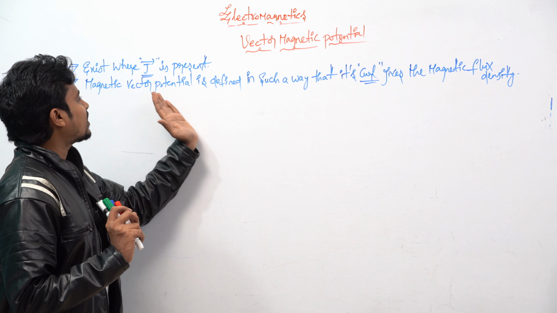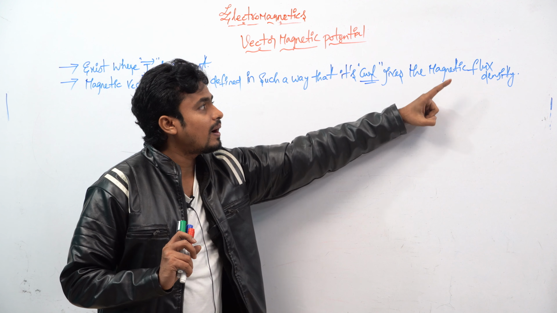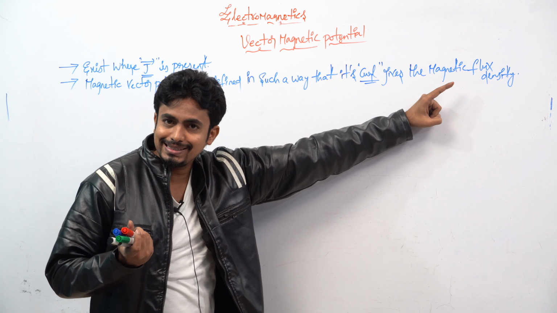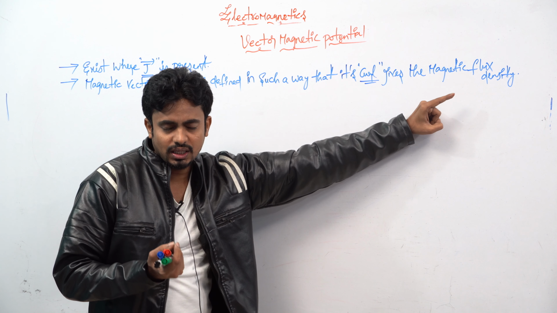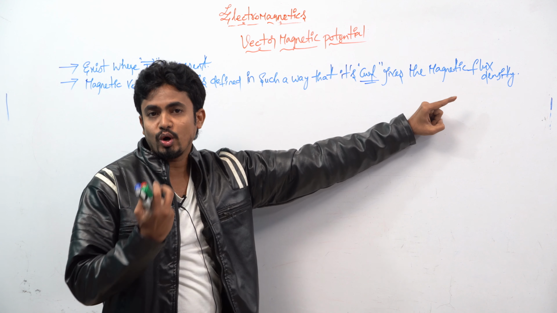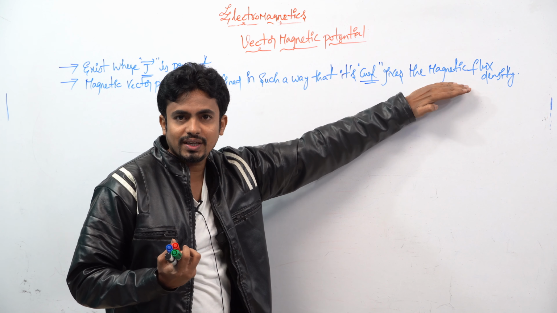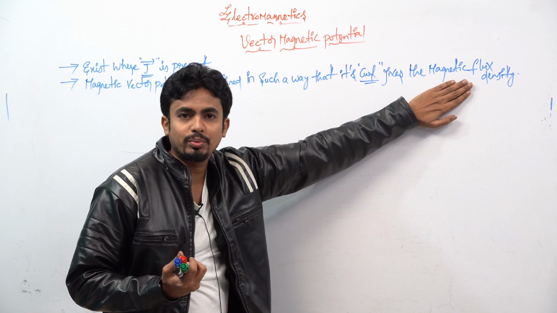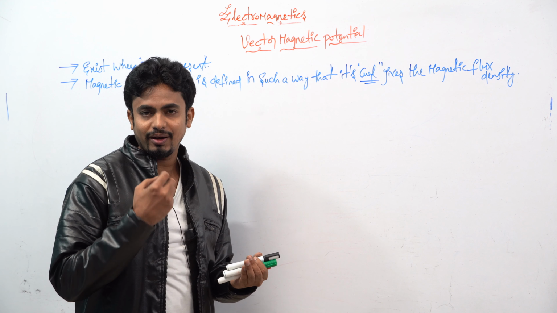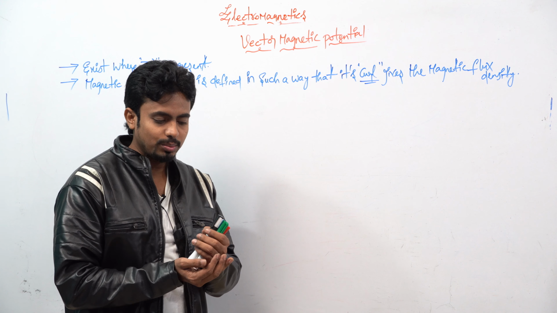Here the magnetic vector potential is defined in such a way that its curl gives the magnetic flux density. That means the curl of a vector will obviously be a vector, and if you solve that, it gives the magnetic flux density, okay? You have to remember that carefully. So, in my own words, if you put it in an equation, here is how it is defined.